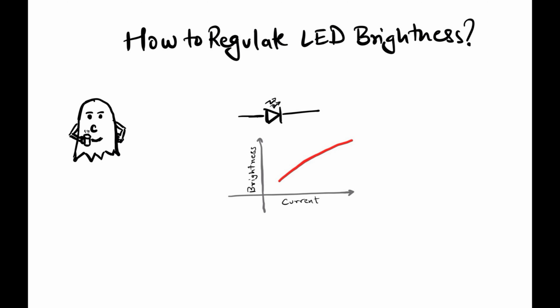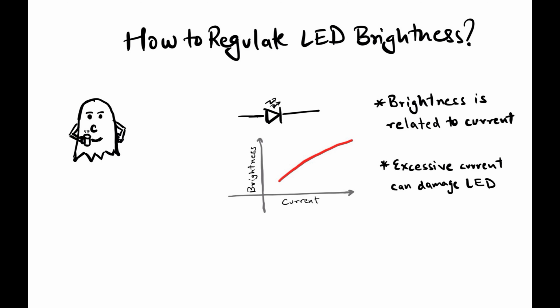The brightness of an LED is related to the current flowing through the diode. More current, the brighter the LED. However, excessive current in the LED can damage it. So how do we control this current so that we get the desired brightness from the LED?